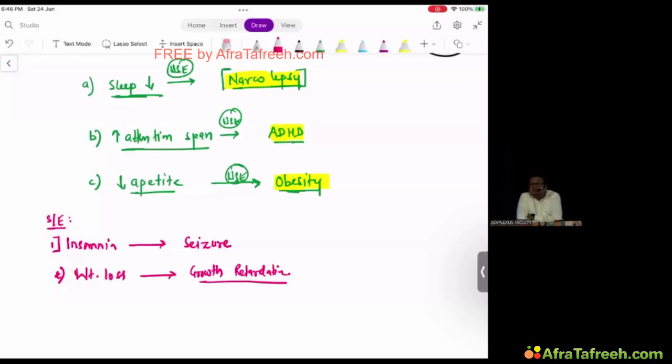But his appetite is going down. He's lost a lot of weight. Earlier, let's say he was 25 kg, now it is 18 kg. He's become very thin. Growth retardation. So these are the problems.